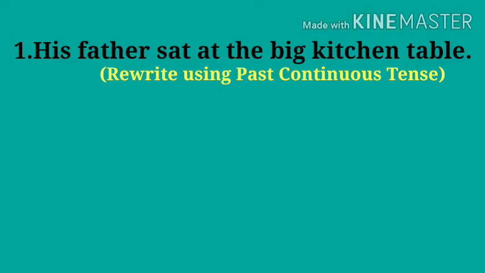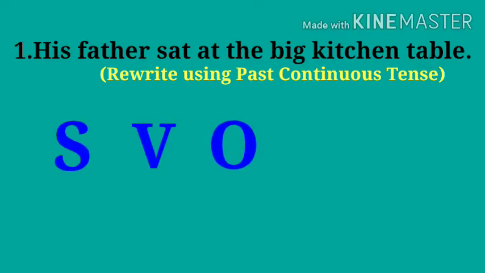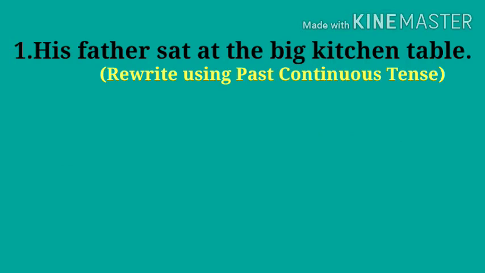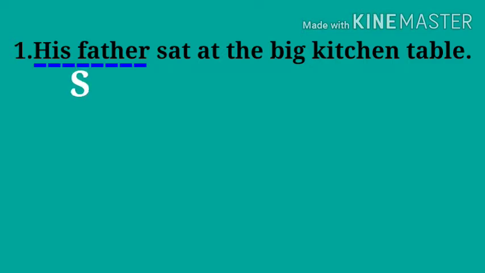See, while turning any sentence into another tense, first of all it is necessary for you to learn about SVO structure. It means, first of all, you have to find out the subject, verb, and object from the sentence. Okay, so see the sentence: his father sat at the big kitchen table. Now, see what is the subject here? His father. And what is the verb? Sat. Understand? So it is necessary for us to identify the subject and the verb from the sentence.